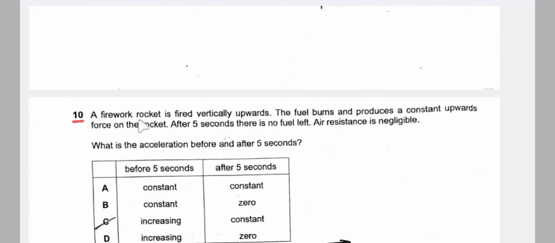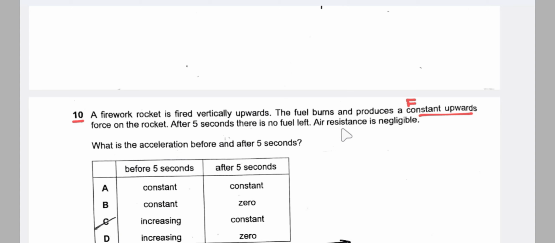10. A firework rocket is fired vertically upwards. The fuel burns and produces a constant upward force F on the rocket. After 5 seconds, there is no fuel left and air resistance is negligible. What is the acceleration before and after 5 seconds?